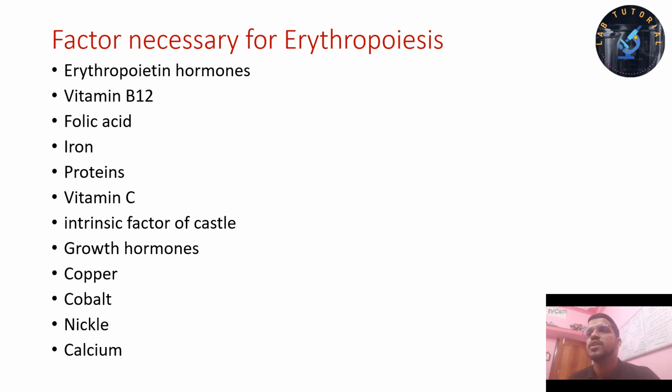The first one is the hormone, known as erythropoietin, which is formed by the kidney. Then vitamin B12, folic acid, iron, protein, vitamin C, intrinsic factor of Castle, growth hormone, copper, cobalt, nickel, and calcium. These are the essential substances which are required for the development of RBC.